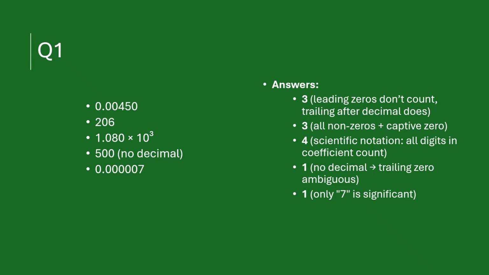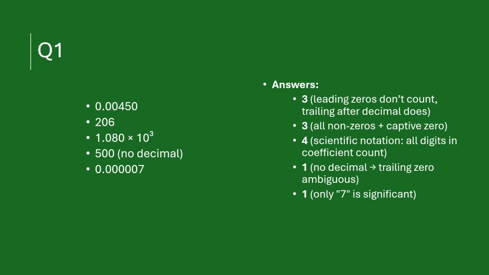Now, item number 3, we have 1.080 times 10 to the 3. In this case, this item is in scientific notation. So we have four significant figures, meaning all digits in the coefficient count as significant.